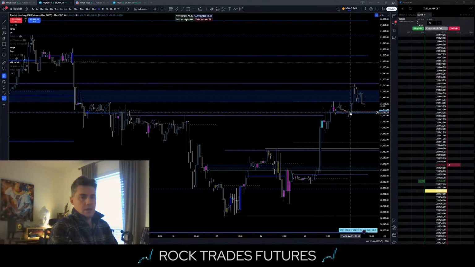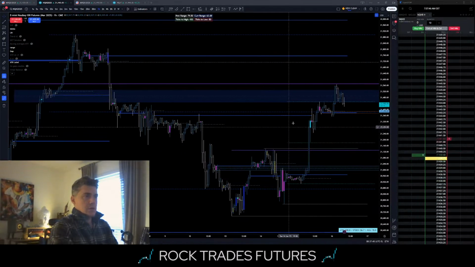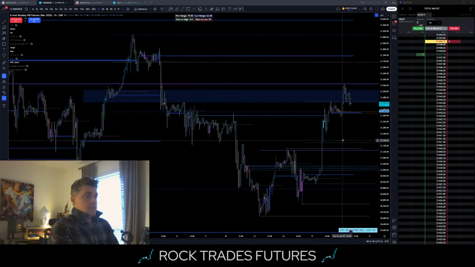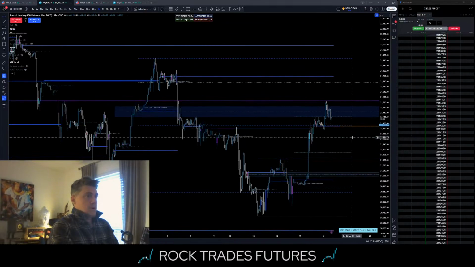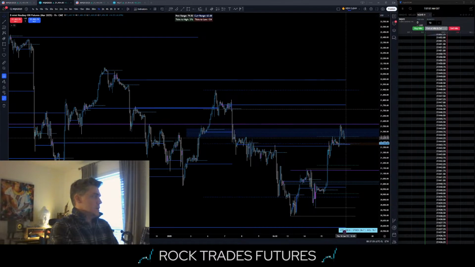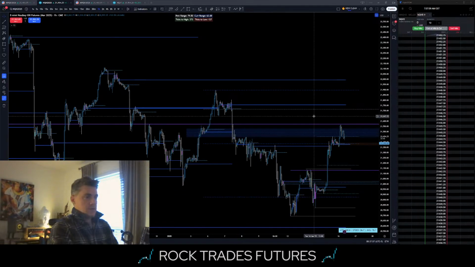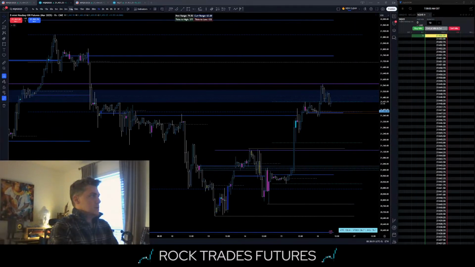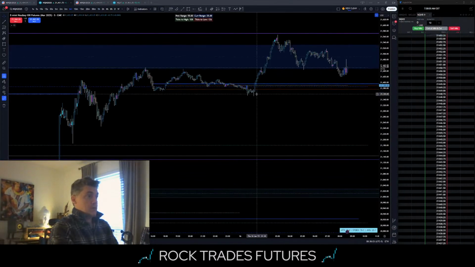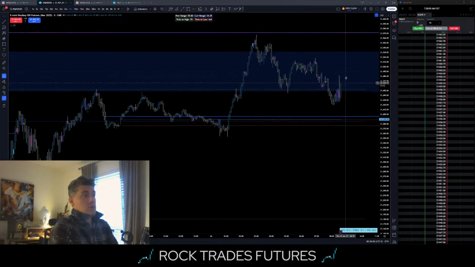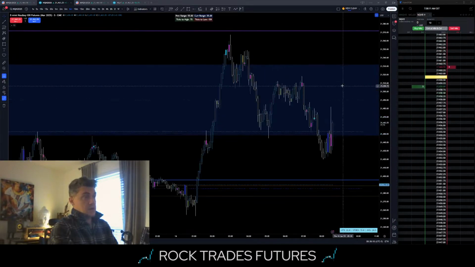Probably not sure. So let's see where I'm at in my process here. So an expansion model on the session expansion model, basically London took out both Asia's range, so AM New York could take out both London's range.